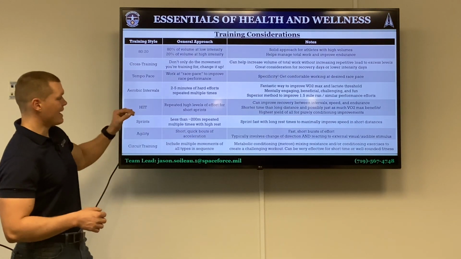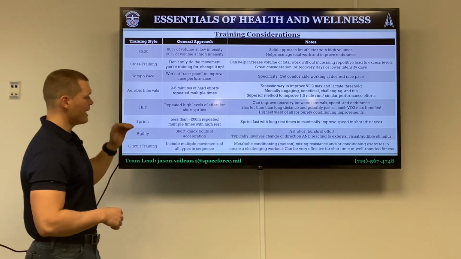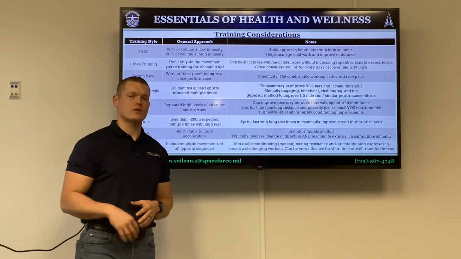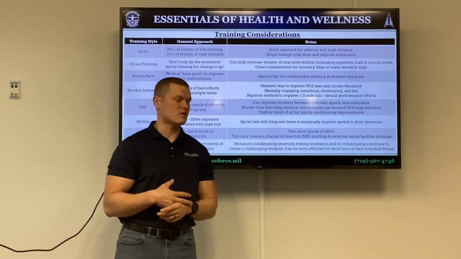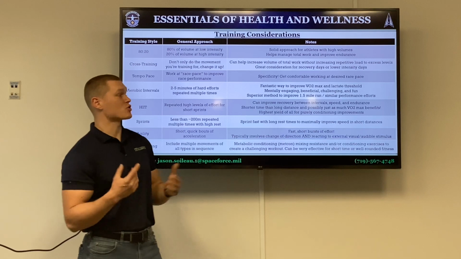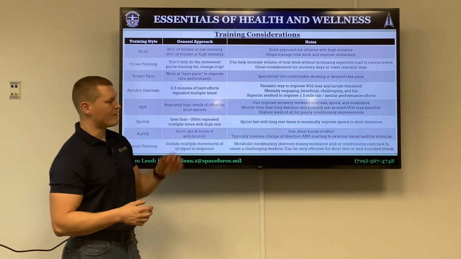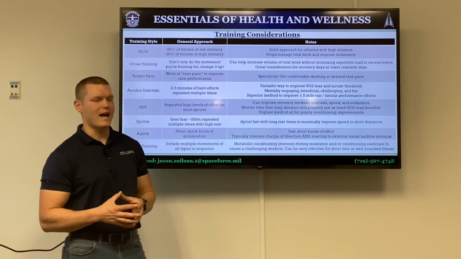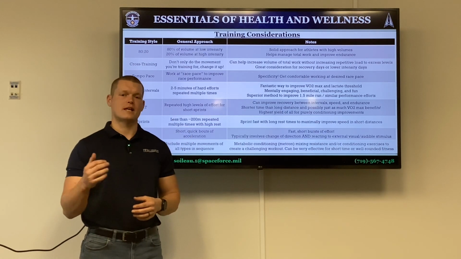So the next one we'll talk about is HIIT. HIIT stands for high intensity interval training. So for HIIT training, essentially that is repeated high levels of effort for short sprints, okay? HIIT can improve recovery between intervals, your overall speed, and your endurance performance. It's a shorter time than long distance, but possibly just as much VO2 max benefits, right? So if you do HIIT training, there's been a lot of research studies showing that you can actually still improve your VO2 max as much as doing a lot longer or lower intensity, steady state types of efforts.